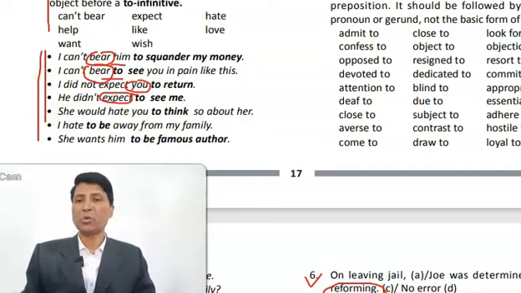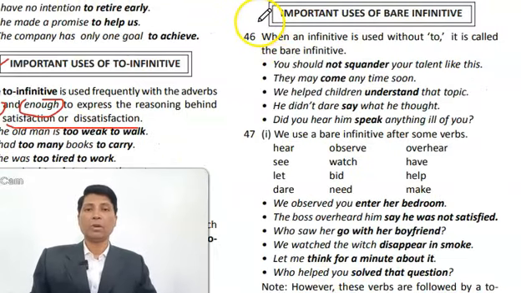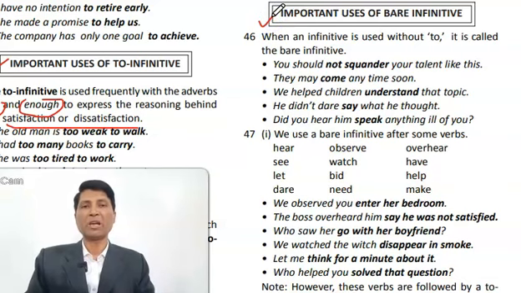Now let us move on to the next rule. Now let us discuss the uses of the bare infinitive. But before I move on to the uses of the bare infinitive, let me repeat the difference between the full infinitive and the bare infinitive. As I have already explained, the full infinitive is to plus the basic form of the verb and the bare infinitive is without to. So what are the situations where the infinitive is used without to?